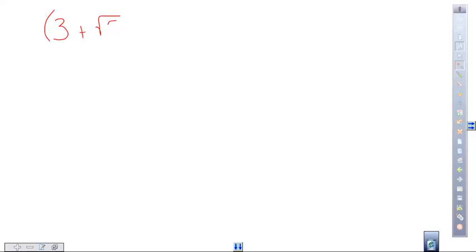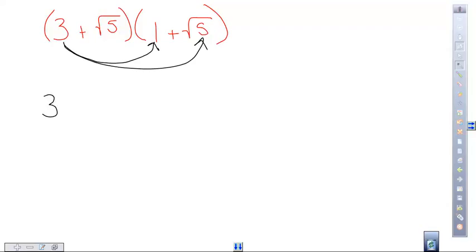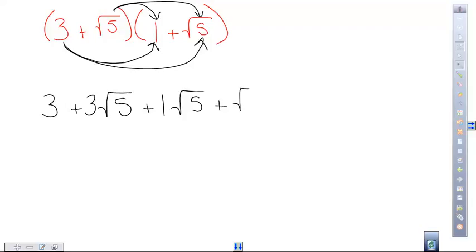Let's look at an example of where you may have to FOIL. Alright, so if I have 3 plus the square root of 5 times 1 plus the square root of 5. Alright, guys, if I'm FOILing, it's a binomial times a binomial. You can FOIL or you can box. It doesn't really matter which method you want to use, but the idea is still the same. We've got to distribute. So 3 times both of these is going to give me 3 plus 3 square roots of 5. When I multiply these, I'm going to get 1 square root of 5. And let's see, outside times outside is 1. Inside times inside is 25.